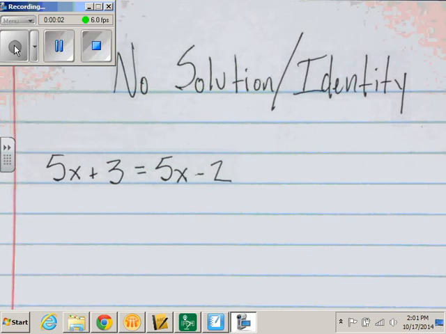Today we are going to look at equations that are either no solution or identity equations. Let's work through the first problem. We need to get the x's on the same side. So let's subtract 5x from both sides.